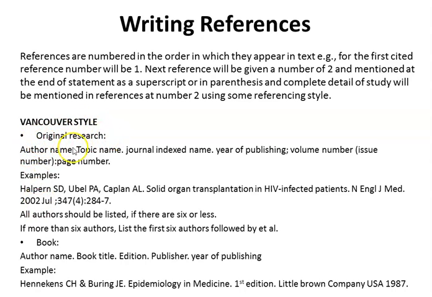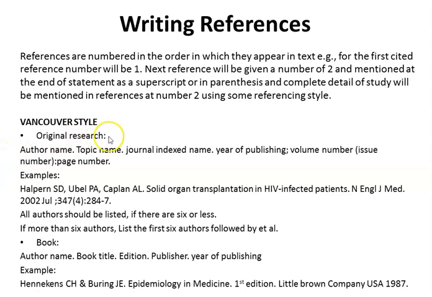Two kinds of references I am going to discuss here. One is original research. Mostly we get ideas from original researches. And second is books. We can include information contained in books also in our research, where we are writing the introduction, the background of our topic.